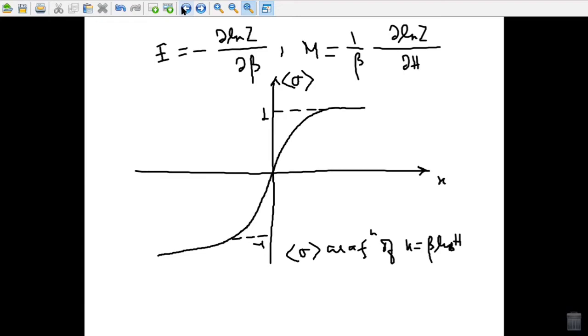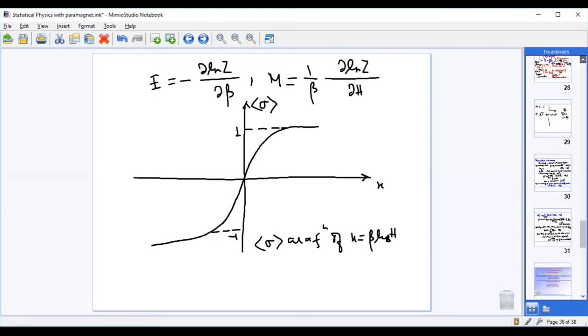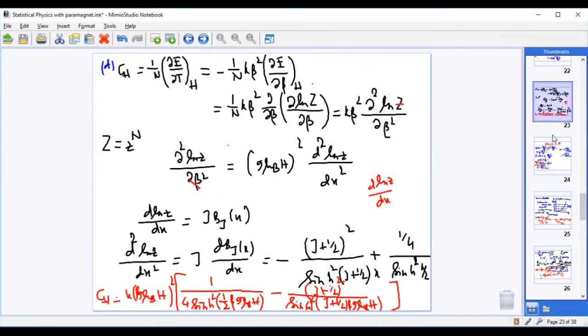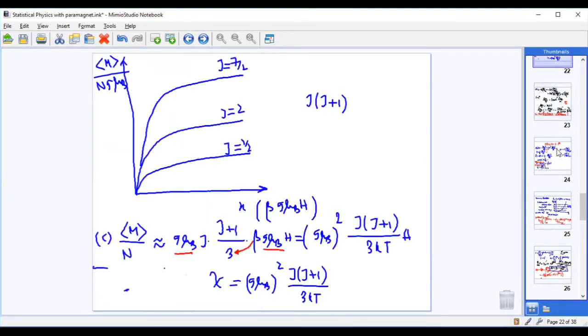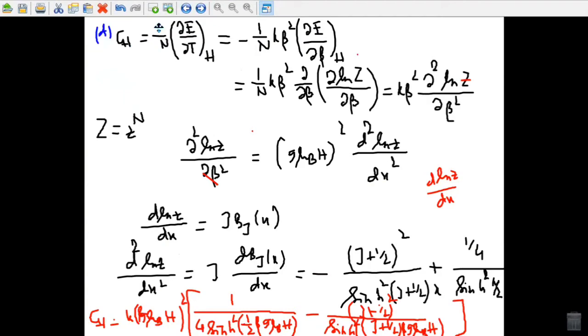And finally, for the next problem, problem D, we have to calculate the specific heat at constant field, which is C_H equals 1/N times dE/dT at constant H, and that equals minus 1/(N k beta^2) dE/d(beta) at constant H, that is 1/(N k beta^2) d/d(beta) of ln Z, which is k beta^2 times d^2 ln z/d(beta)^2.